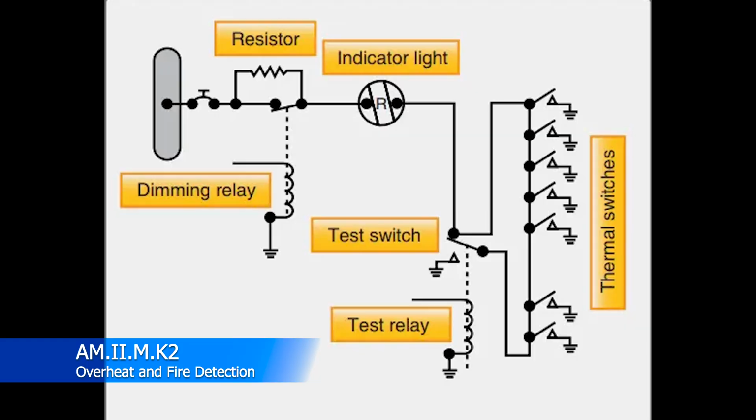All right, now that we understand the types of fire and carbon monoxide detection, let's talk about the overheat and fire detection systems and how they work. There are three basic systems that you're going to have whenever you start talking about overheat or fire detection. One's a thermal switch, the other one's a thermocouple, and the other one is a continuous loop. So the first thing that we're going to talk about is the thermal switch.